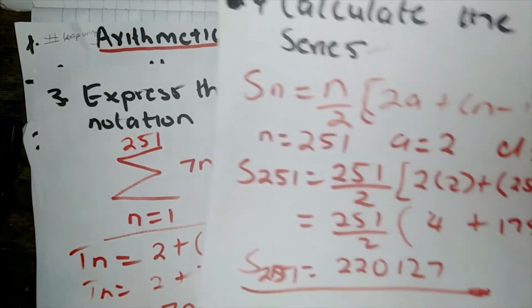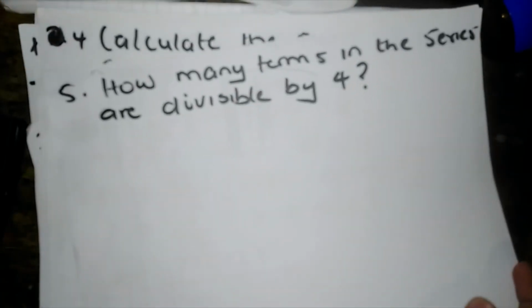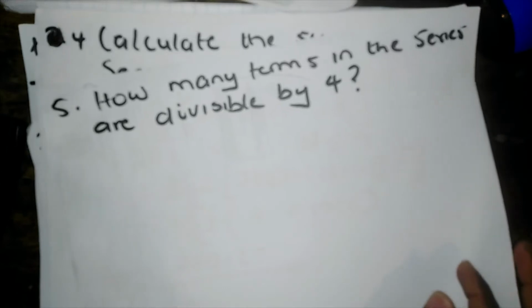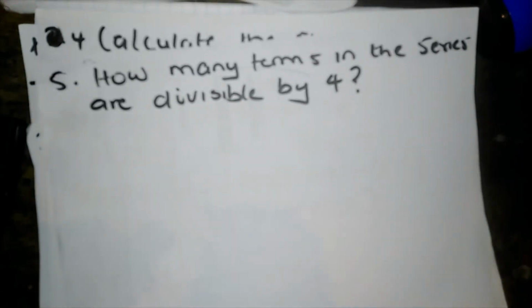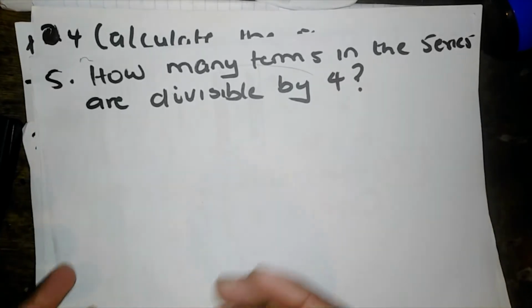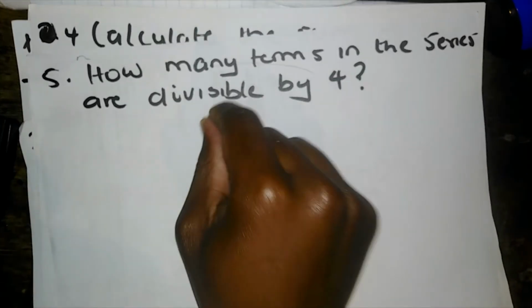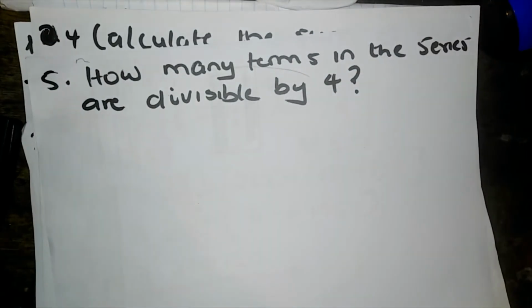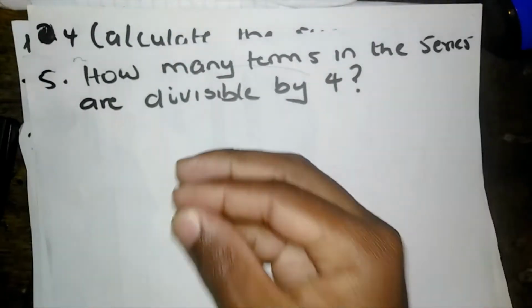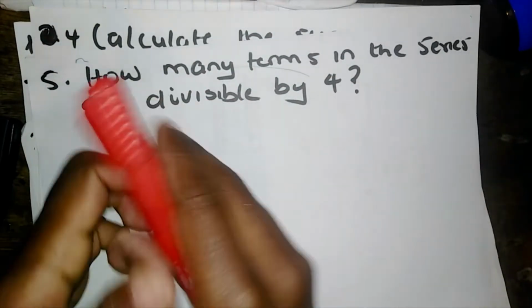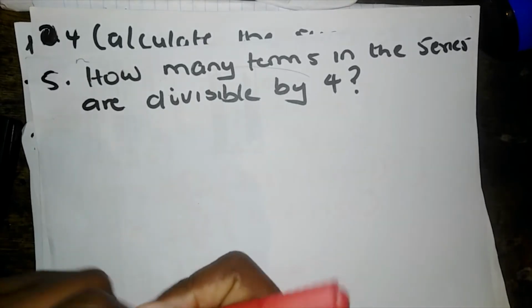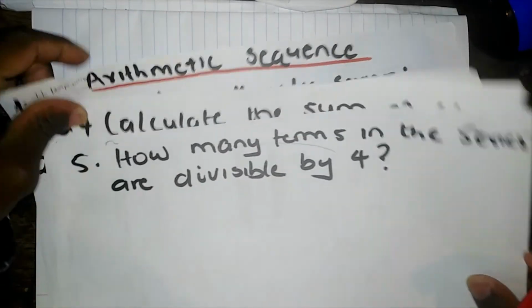This is number 5. Number 5. So how many terms in a series are divisible by 4? The question asks which terms in a series are capable of being divided by 4. Capable of being divided by 4. So now check, guys.